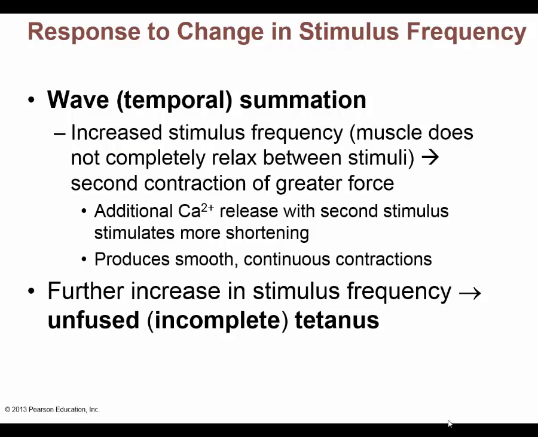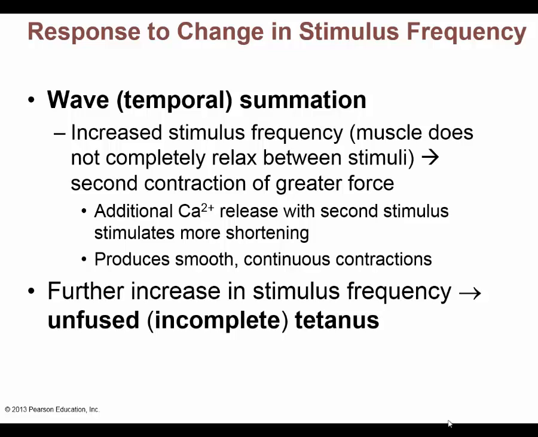Now, if we start to increase that frequency of stimulation, so it's not just one piece of information, one contraction, and we're done, we get something that's known as wave or temporal summation. What does it mean when you're summing something? You're adding them up. So now we're increasing the stimulus frequency, which means the muscle does not completely relax before all of a sudden you send information along.